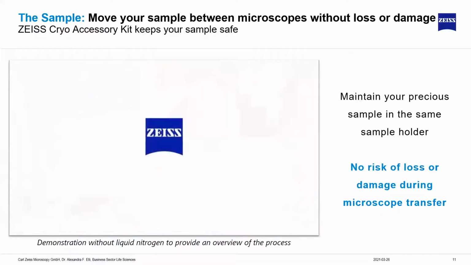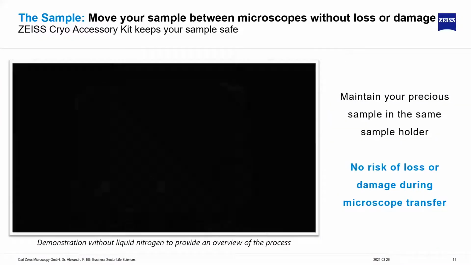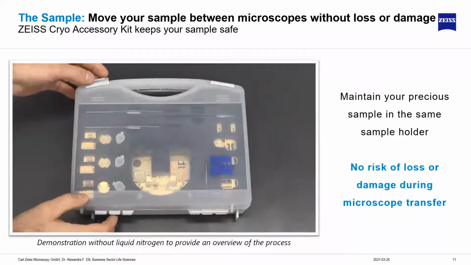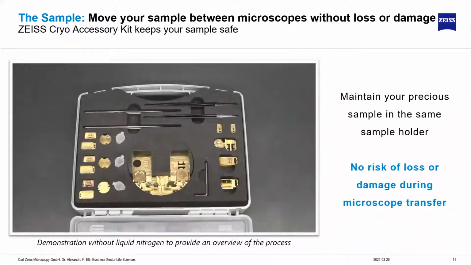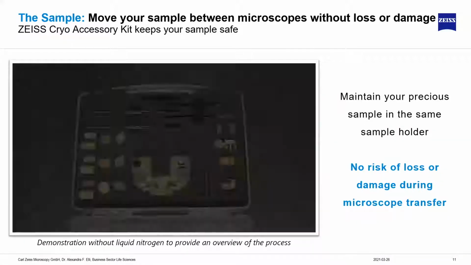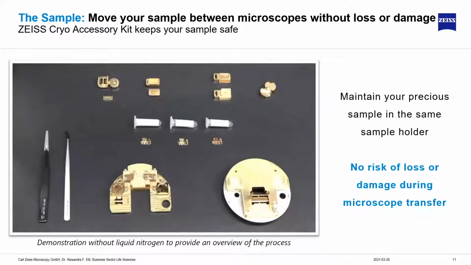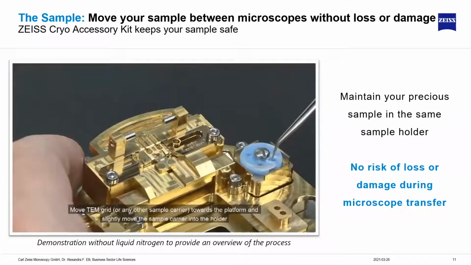The vitrified sample can be mounted on different sample carriers, such as TEM grids, autogrid, sapphire disc, or planchets used for high pressure freezing, and the cryo accessory kit provides attachments for all of these common sample carriers to maximize the flexibility of the users and the kind of samples that can be used.